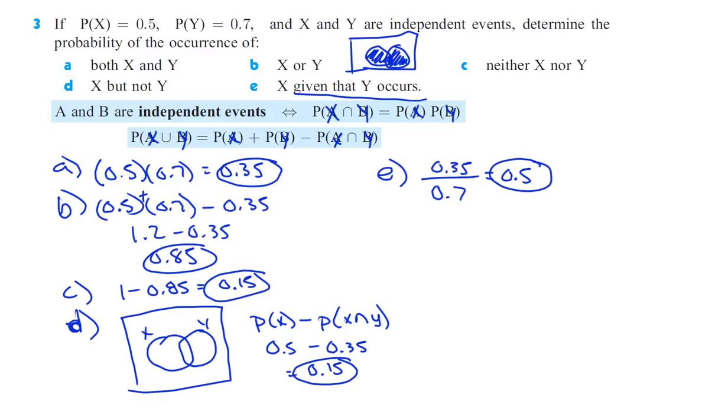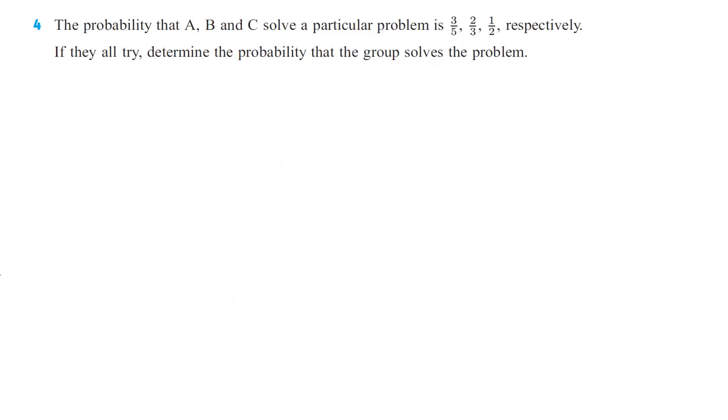Okay. Let's take a look at 4. The probability that A, B, and C can solve a particular problem is 3/5, 2/3, and 1/2 respectively. If they all try, determine the probability that the group solves the problem.